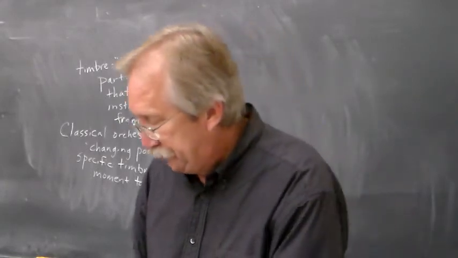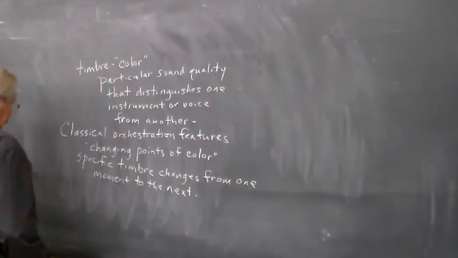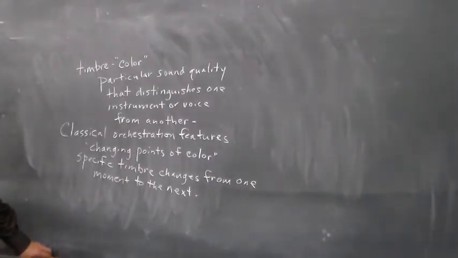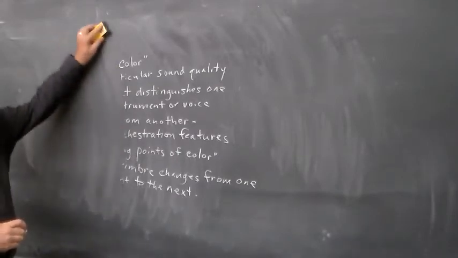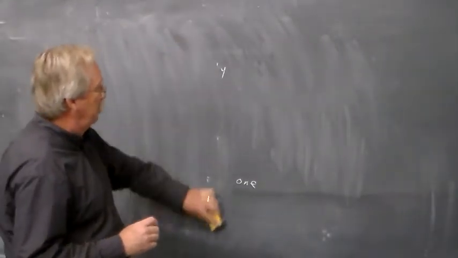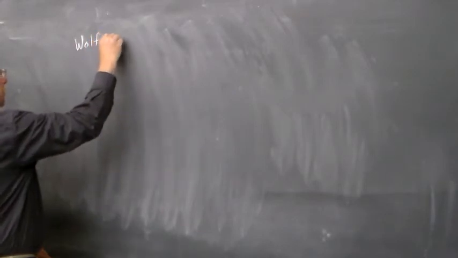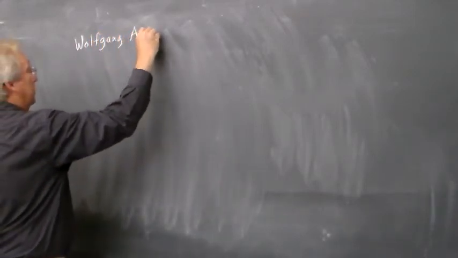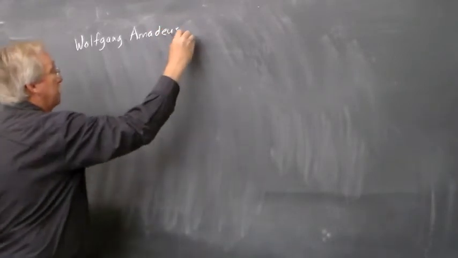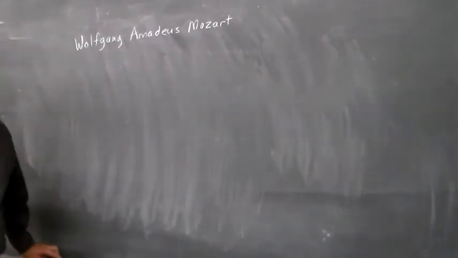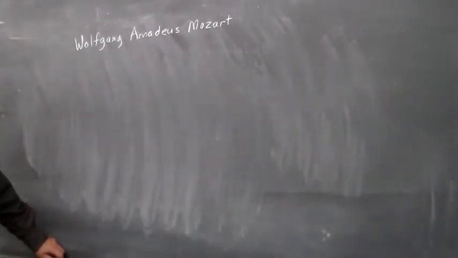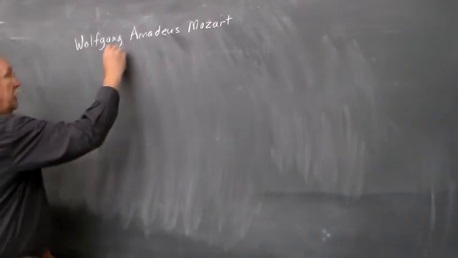So the first composer that we're going to look at is Wolfgang Amadeus Mozart, who is one of the most famous composers in Western European history. So you should know the dates of Mozart's life. I went through that in the first class.